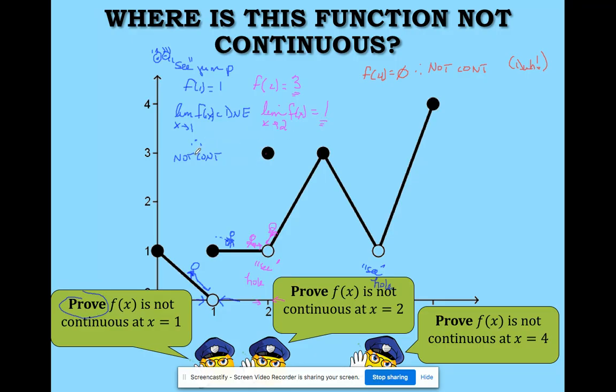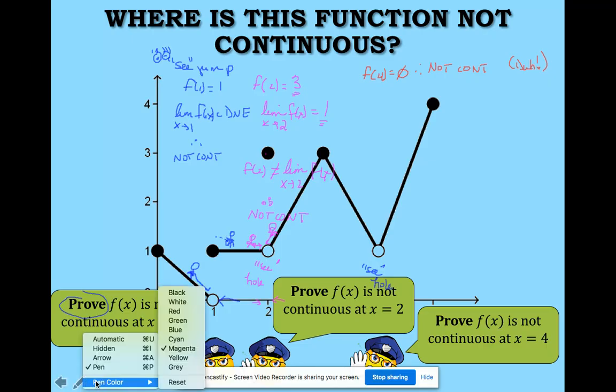I can't just jump to not continuous. I do have bumping bellies, right? I have a function, I have bumping bellies. However, the function level does not equal the limit. Therefore, not continuous. So you see the 3 different scenarios there?